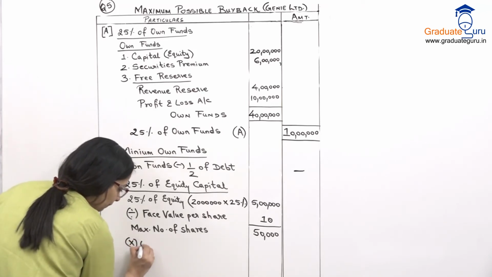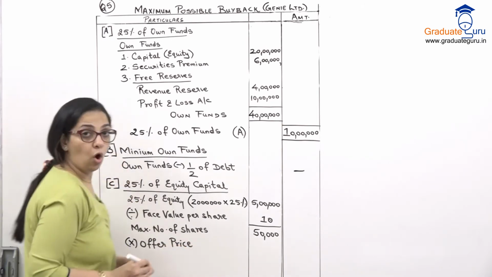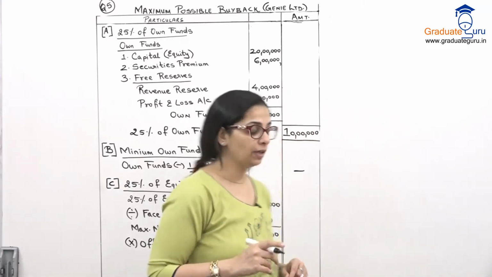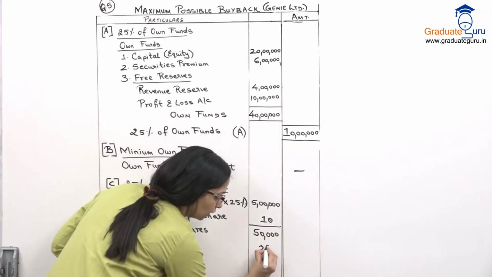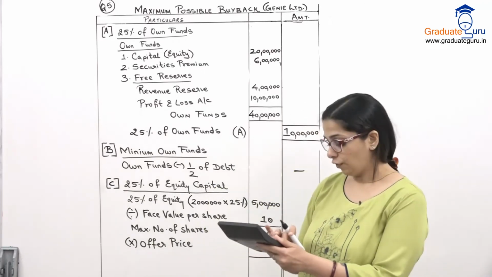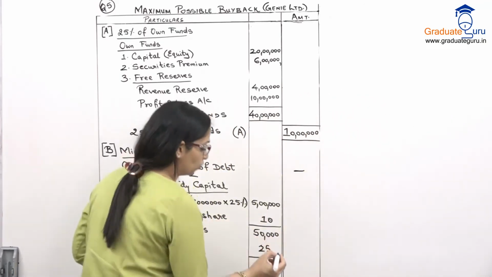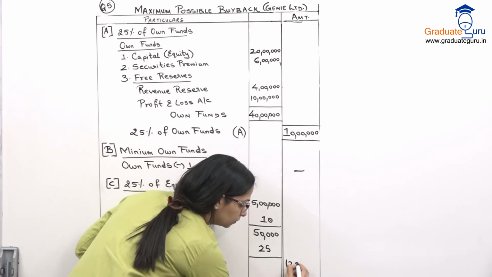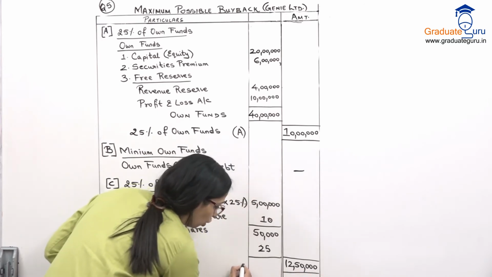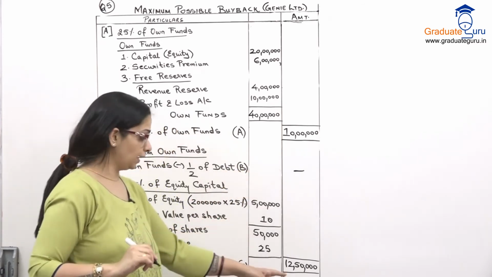And this I will multiply with the offer price. Offer price means the price at which I want to buy back, which is 25 in this sum. So I am going to multiply it with 25. So 50,000 into 25 is 12,50,000. And this is your C. This was our B, which we have put a dash, and this is my C.